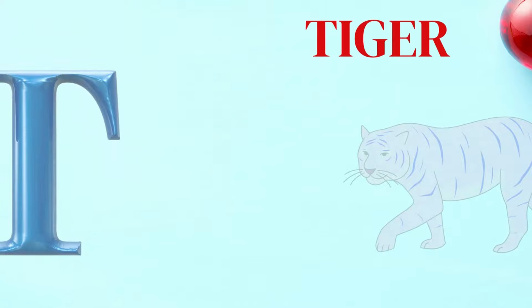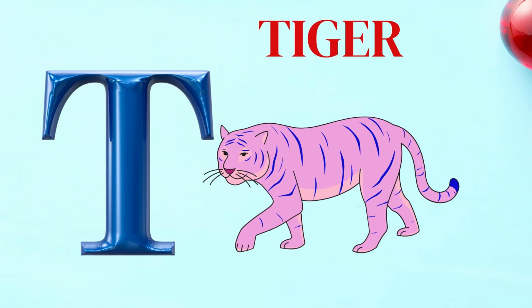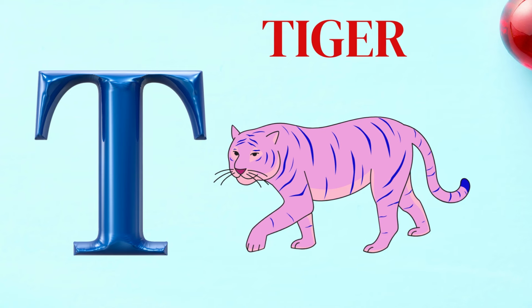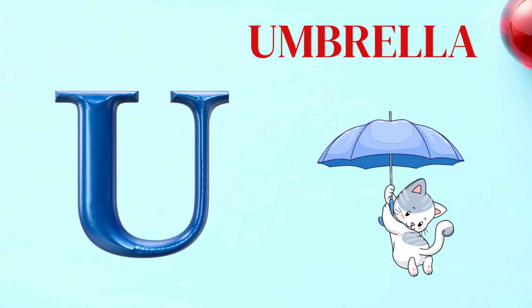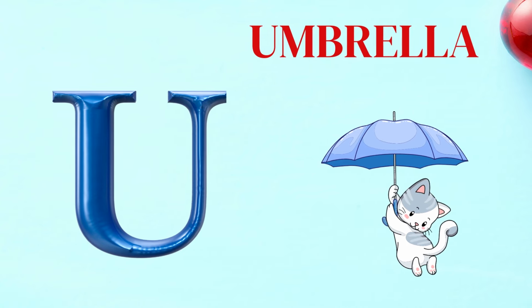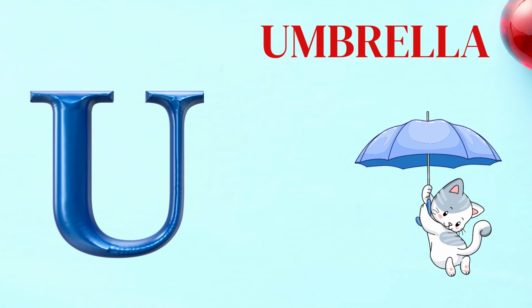T is for tiger. T, t, tiger. T, tiger. U is for umbrella. U, u, umbrella. U, umbrella.